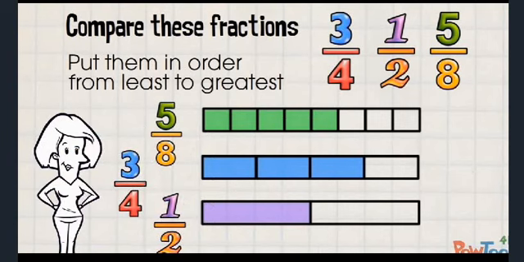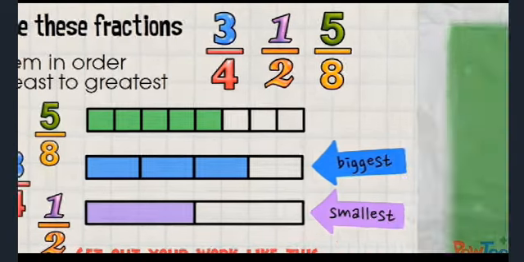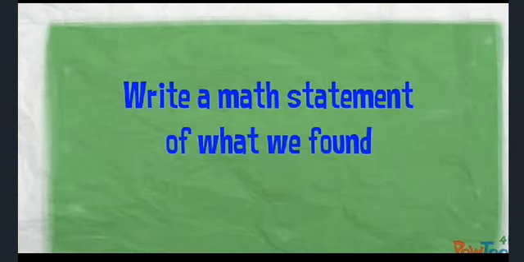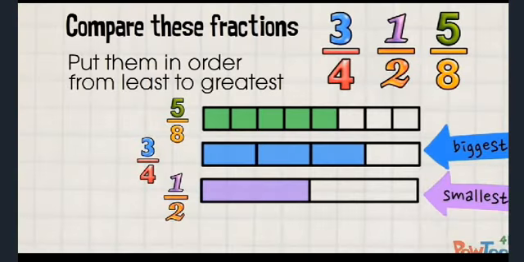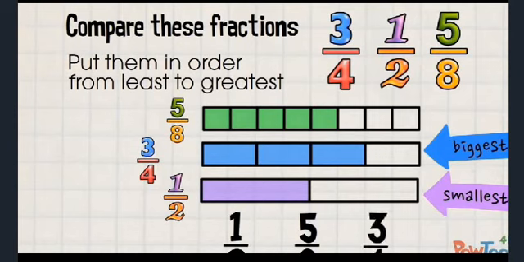Because these fraction strips are lined up vertically, we can easily see which is biggest and smallest. I would like you to set out your work like this, and then we simply write a math statement of what we found using the appropriate math sign. The problem says put them in order from least to greatest. So start small and go large. 1/2, then 5/8, then 3/4. Now we put the sign: 1/2 is smaller than 5/8, smaller than 3/4.